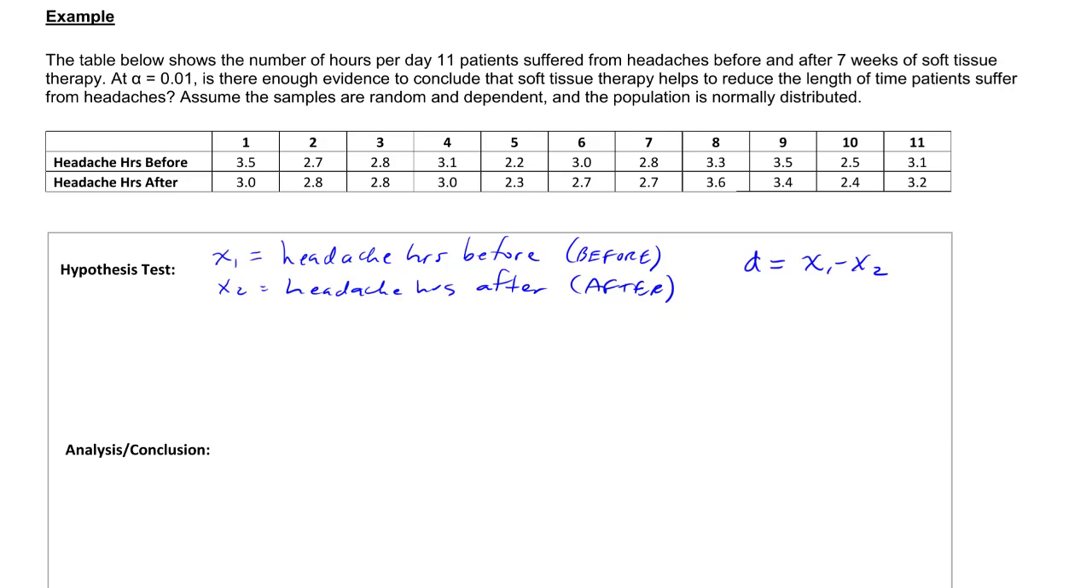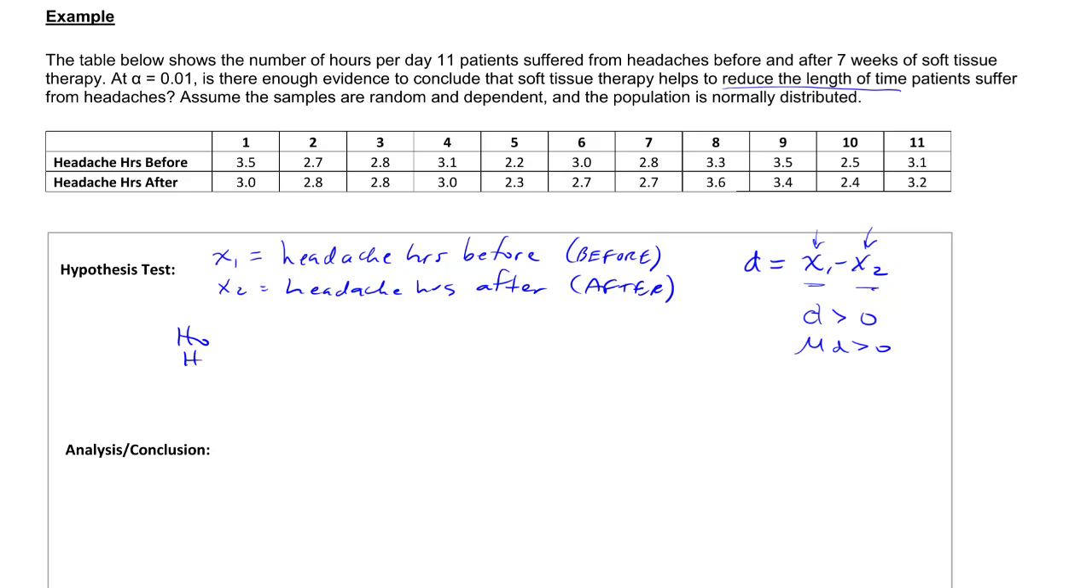And let's see what we're trying to say here. If we're saying that this therapy reduces the length of time they suffer from headaches, then the before times should be longer than the after times if it was reduced. So we're thinking that these D's should be bigger than 0. In other words, because these numbers are bigger than these numbers, so that difference is positive. So that's going to be mu D is greater than 0 that we're looking at.